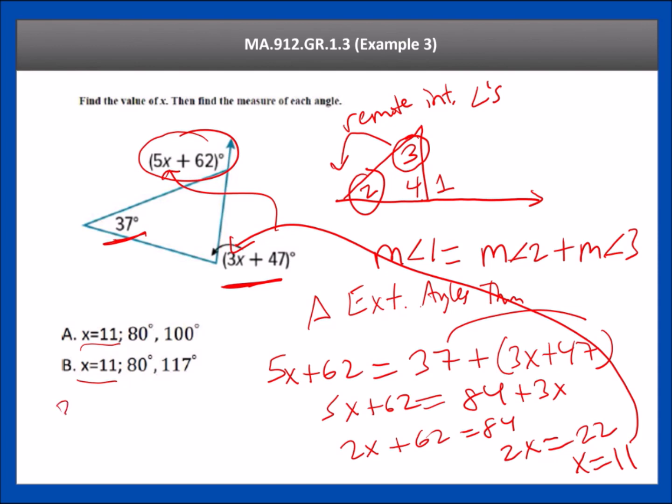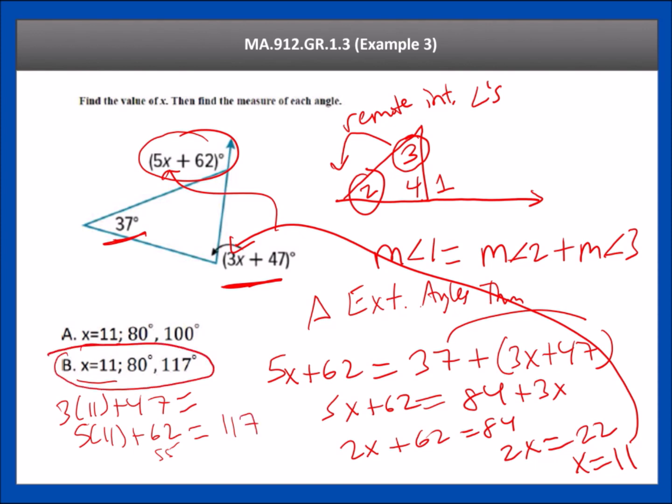So we get 3 times 11 plus 47, and then we have 5 times 11 plus 62. Well, 5 times 11 plus 62, that's 55 plus 62, and that's 117. So it looks like the answer is going to be B. If I do 3 times 11 plus 47, that's going to give me 80. So the answer is B.